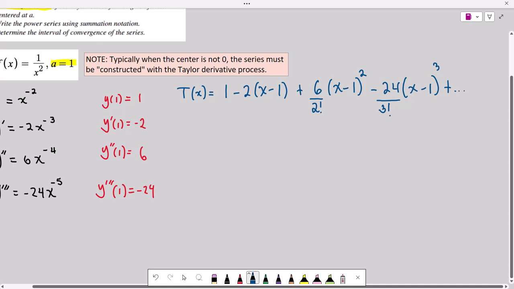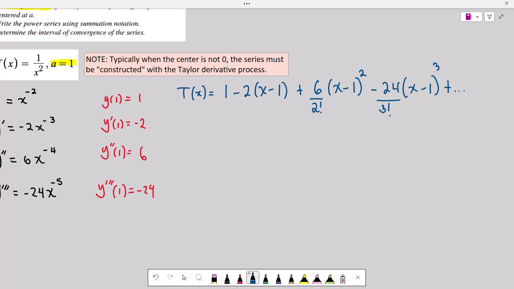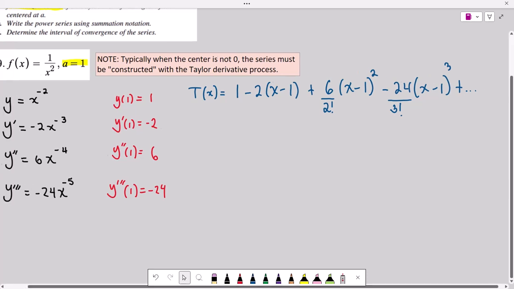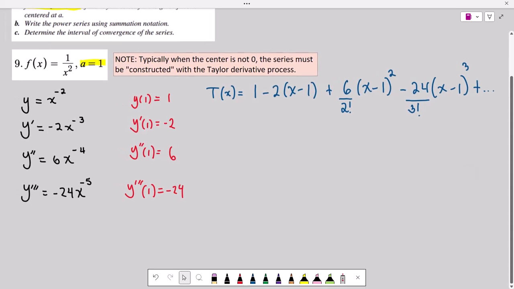That tells me it's a series. If you don't put the plus dot dot dot, then you're finding P sub 3. So make sure if it's asking for a Taylor series that you give a series. There's got to be a plus dot dot dot in the expanded form. Okay, so there is our Taylor series.